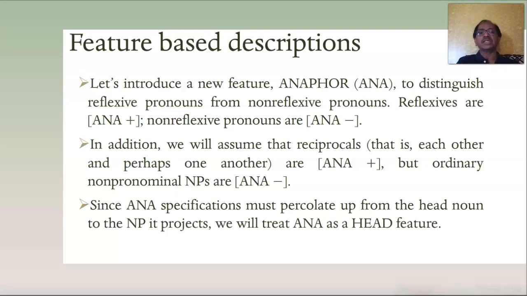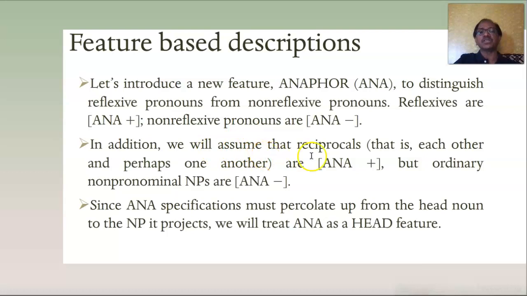In order to describe a reflexive in terms of features, we will have to introduce a new feature called anaphor, in short ANA, to distinguish reflexive pronouns from non-reflexive pronouns. So what we are saying is a reflexive pronoun has a plus anaphor feature, whereas a non-reflexive pronoun has a minus anaphor feature. That's how we are going to distinguish between reflexive and non-reflexive pronouns.